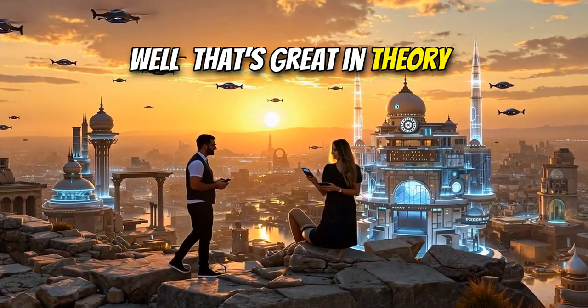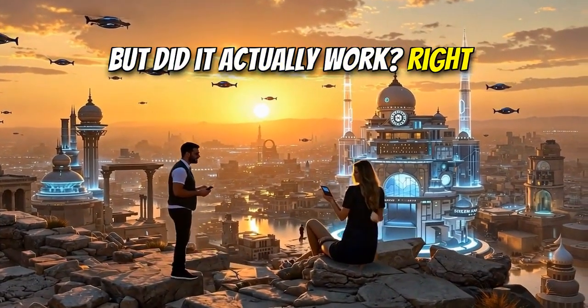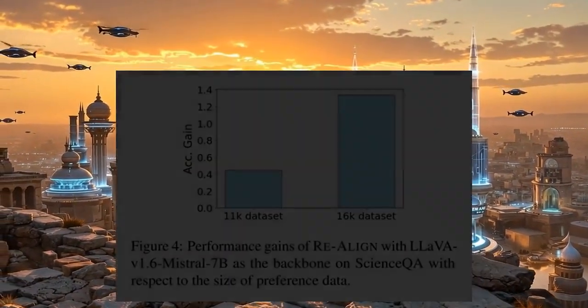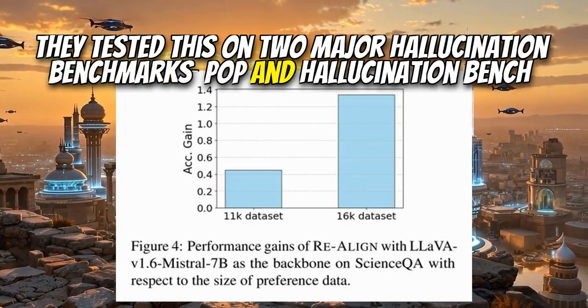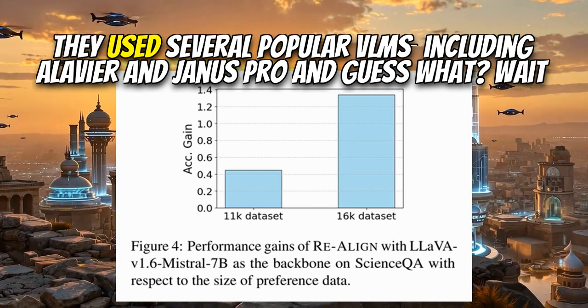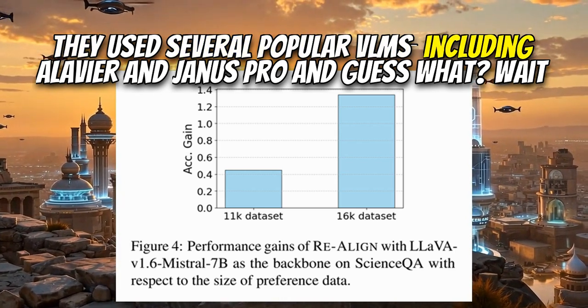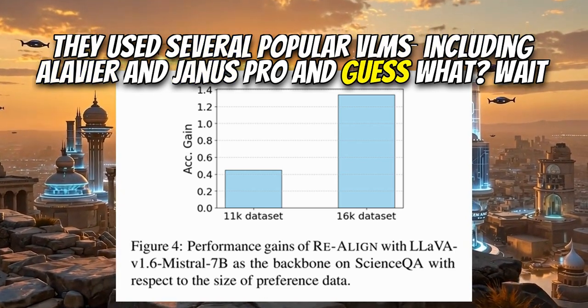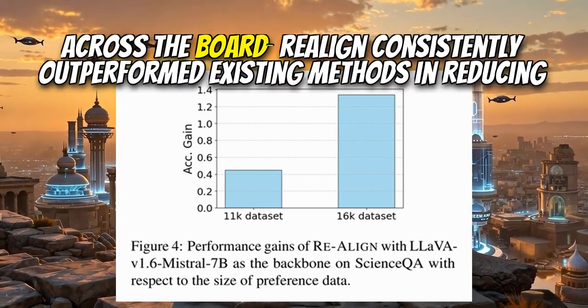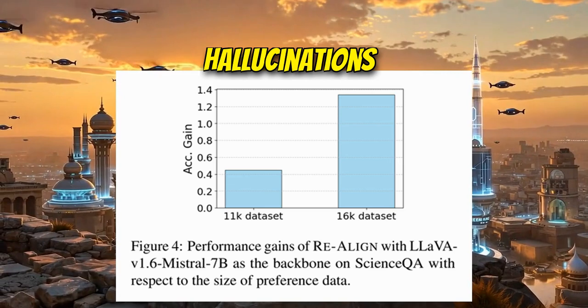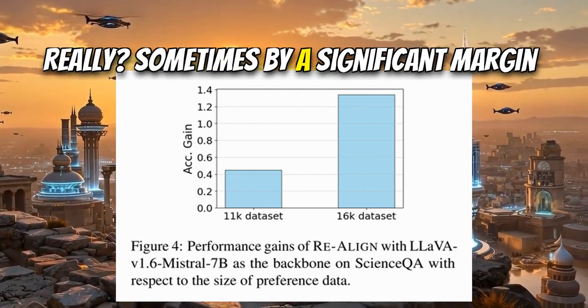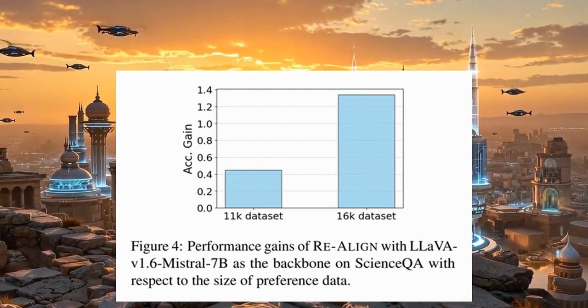Well, that's great in theory. But did it actually work? Right. The results speak for themselves. They tested this on two major hallucination benchmarks, POPE and HallusionBench. They used several popular VLMs, including LLaVA and Janus Pro, and guess what? Lay it on me. Across the board, ReAlign consistently outperformed existing methods in reducing hallucinations, sometimes by a significant margin. Wow, that's great to hear. And here's the best part.